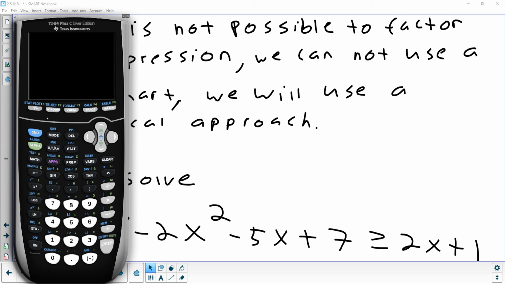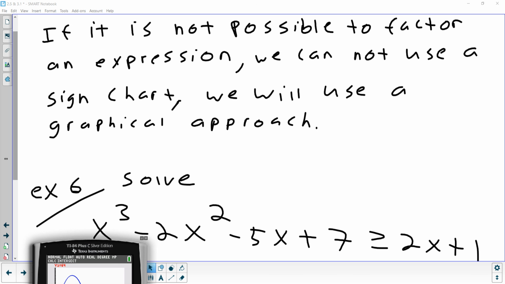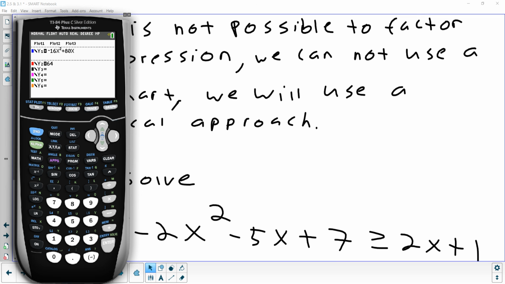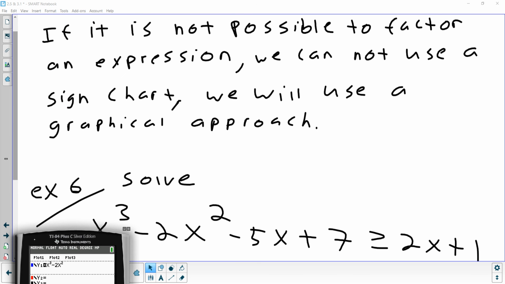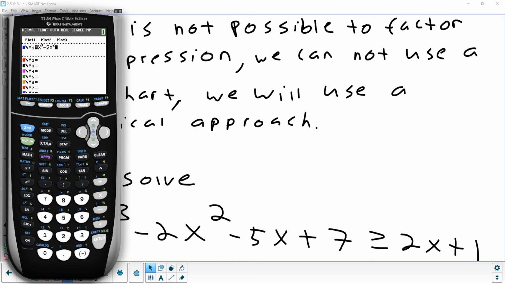All right, so we've got, what is it? X cubed minus 2x squared, put that in. And the fact that it's in color really helps us here too. X cubed minus 2x squared minus 5x plus 7. So put that in y1. And then put the other side in y2. 2x plus 1. I'm going to try zoom 6 and see how it looks.